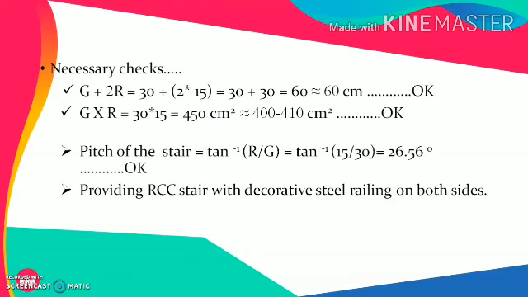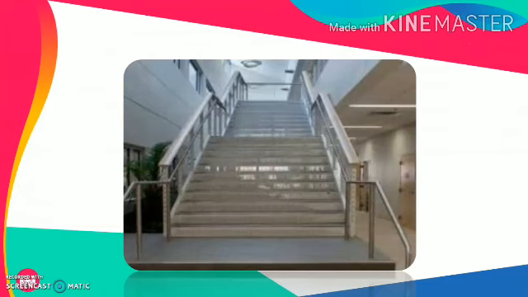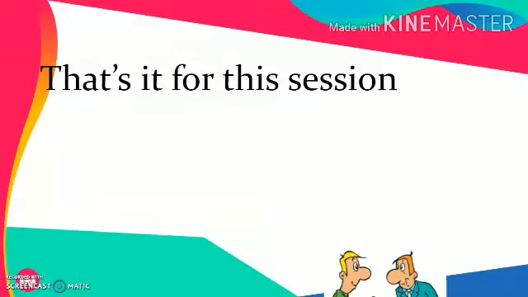So we will provide the railing on both sides. We'll provide polished marble as a tread as well as riser with a nosing of 1 centimeter along with scotia. So it will look like this. This can be assumed as very similar to what we have designed as a stair for this mall. So that's it for this session.